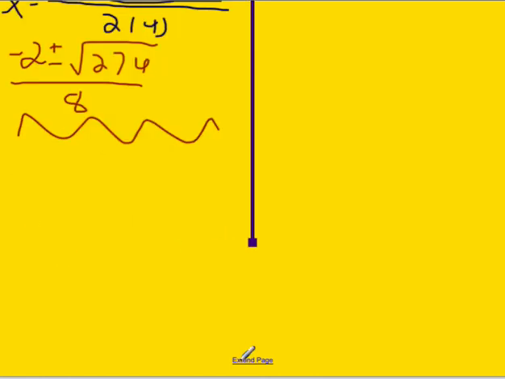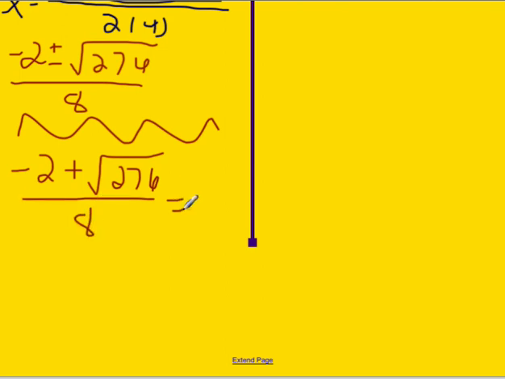So let's go ahead and do that. So we do -2 plus the square root of 276. Then in your calculator, you're going to hit enter. Once you've hit enter, then you're going to divide by 8. And when you do that, you end up with 1.8266. Now again, we want to round it to 2 decimal points.